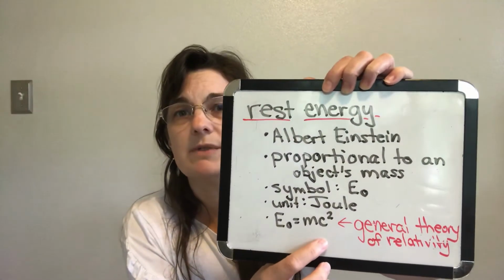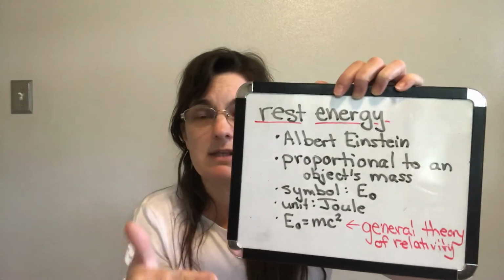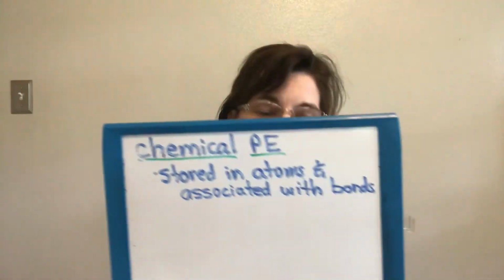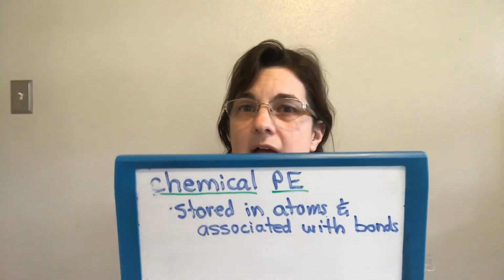We're not actually going to be doing calculations on this, but this is the theory behind it. And then we also have chemical potential energy. This is energy that's stored within atoms themselves and also associated with chemical bonds. And it's the reason we can have nuclear bombs and things like that.